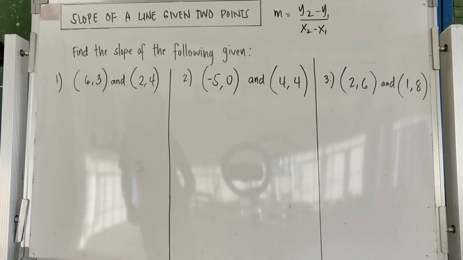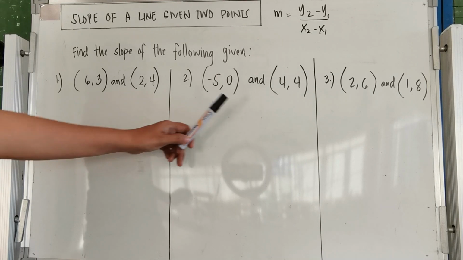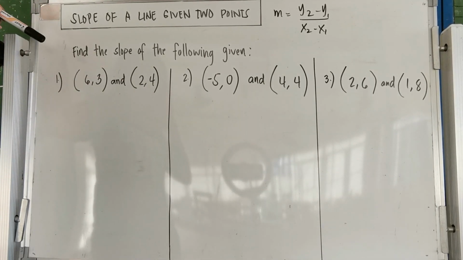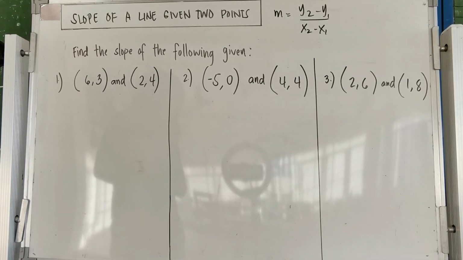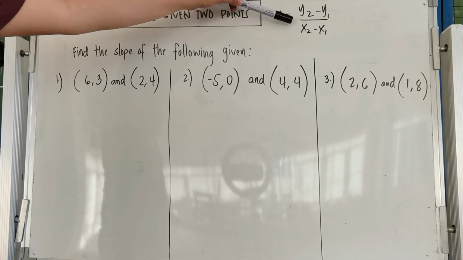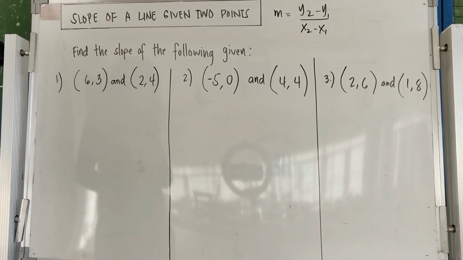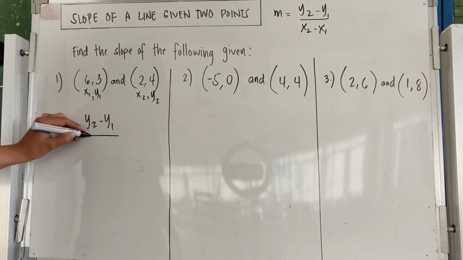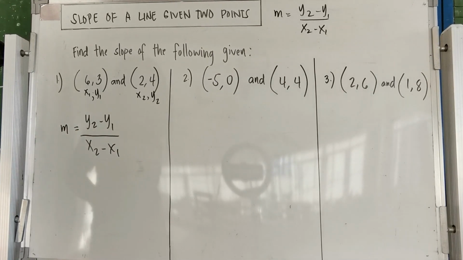Okay, for our additional examples, we have 3 given. So we have to find the slope of the following points. Number 1, 6, 3, and 2, 4. So ito yung ating formula na susundan. We have y sub 2 minus y sub 1 over x sub 2 minus x sub 1. So sulat natin. And x sub 2 minus x sub 1.